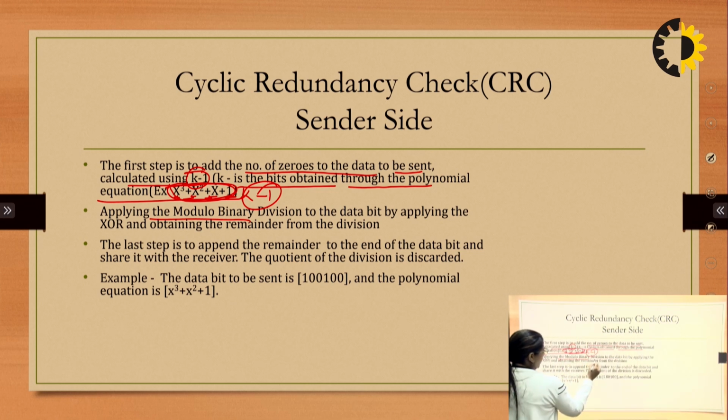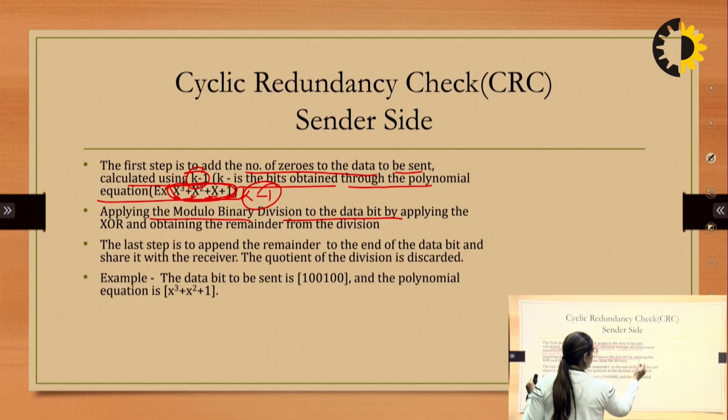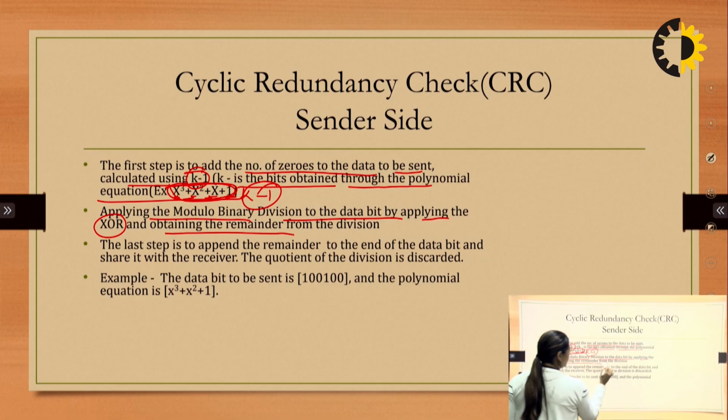Then we apply modular binary division to the data bit by bit, applying the XOR operation and obtaining the remainder from the division. Now here we will be performing the division, right? For data with this polynomial, the data, which is the number of bits we are sending to the receiver, will be divided by this polynomial.